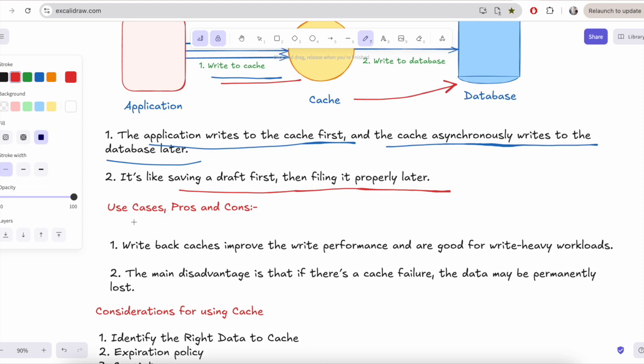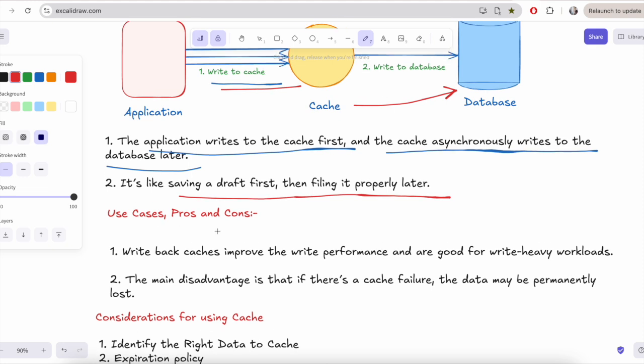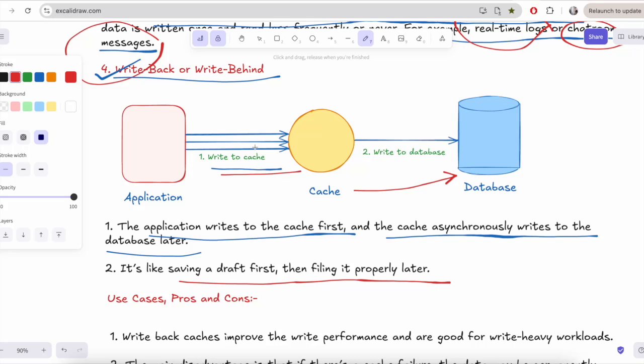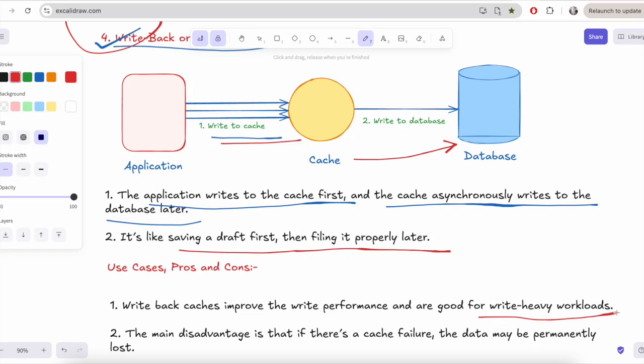So it has use cases, pros and cons. In write back, or write behind, it's best for write heavy systems like counters, likes, analytics. It's best for write heavy workloads because you are directly writing to the cache first, so it would be very fast, and then your cache is asynchronously writing the data to the database at a later time, right?